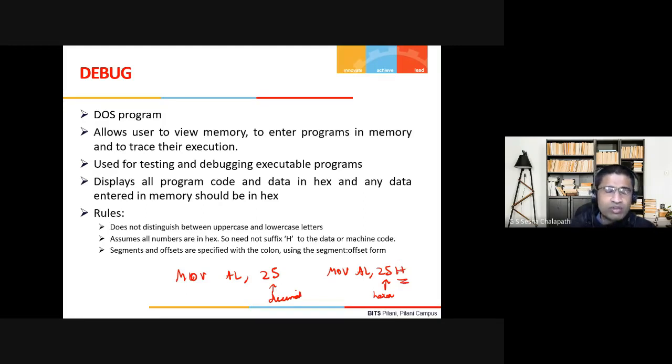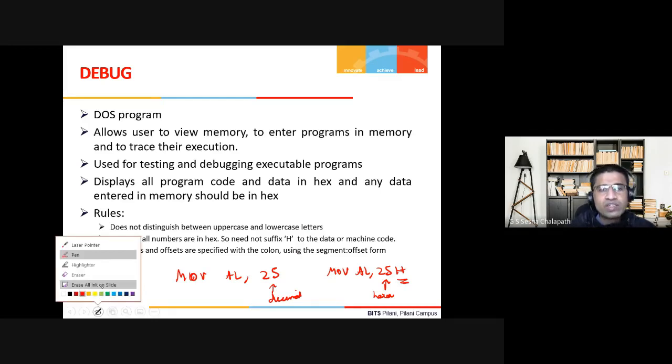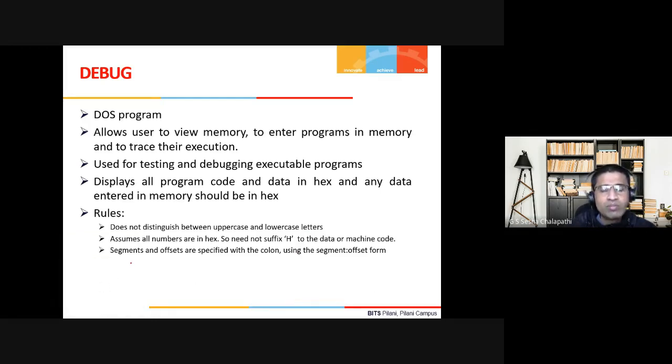in the programs, you have to explicitly mention H for a hexadecimal number. If you do not mention H, it will be understood as a decimal number. You are referring to a decimal number. This should be absolutely clear. Don't give a reason that, sir, in debug it will be taken as hexadecimal. In debug it will be taken, but in your answers you have to explicitly mention it, right?